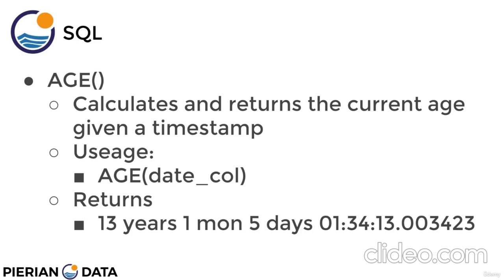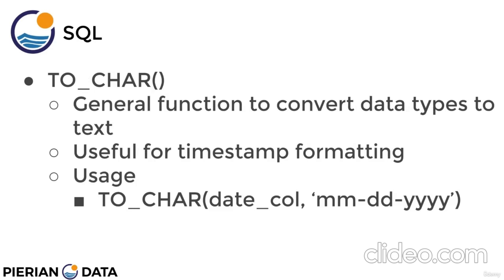So just its age. And then finally, this toChar or toCharacter functionality is just a general function to convert data types to text. And it's actually not explicitly used just for timestamps. You can use this on lots of different use cases, but it's very useful for timestamp formatting in particular. And we're going to explore the documentation a little further when we actually work through some examples.